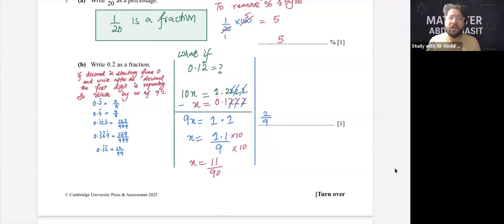Repeat the same process. If 2 digits are repeating, use 100. If 3 digits are repeating, use 1000. If 4 digits are repeating, use 10,000. I hope I'm clear. Yes or no?